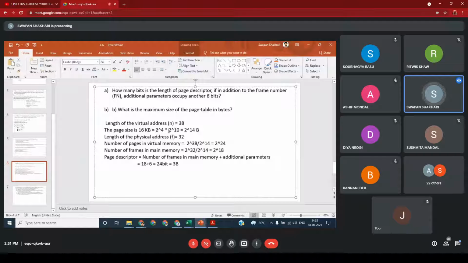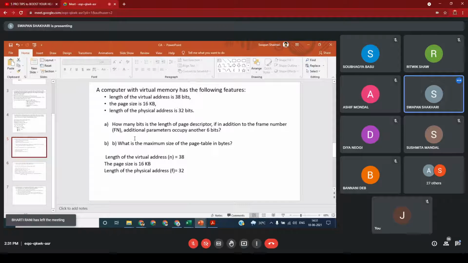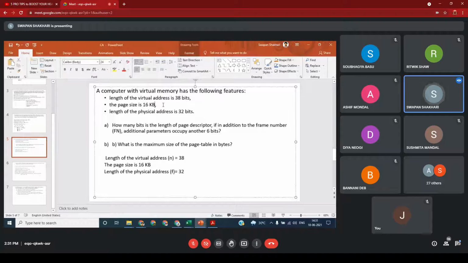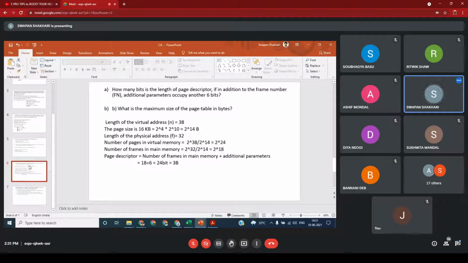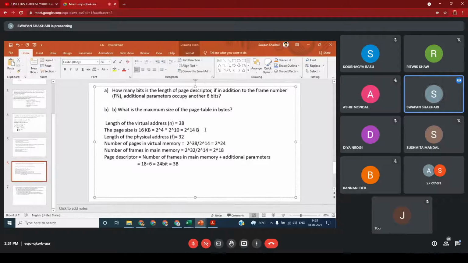16 KB, 2 to the power 4. 16 KB to byte, 2 to the power 14. Okay. Change it to B. Okay. No need to change anything. Now it is okay, Rohit.